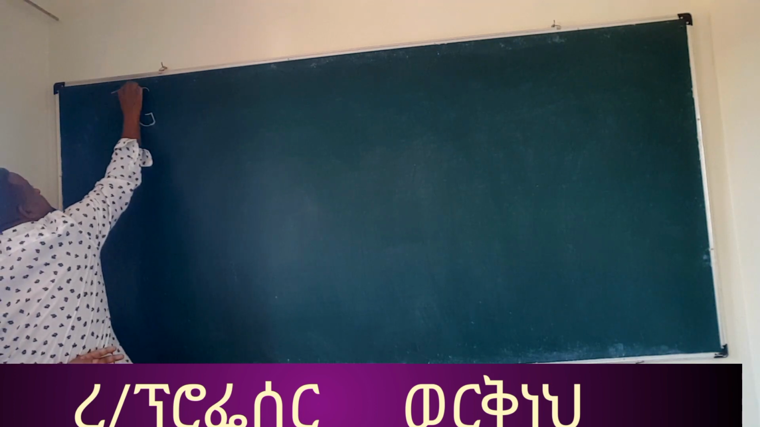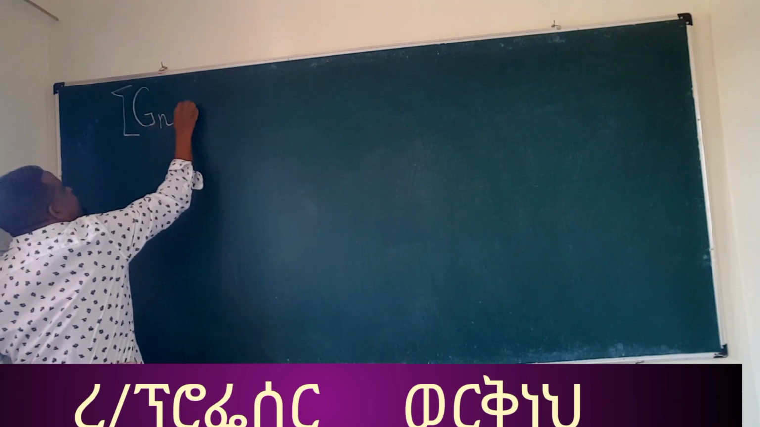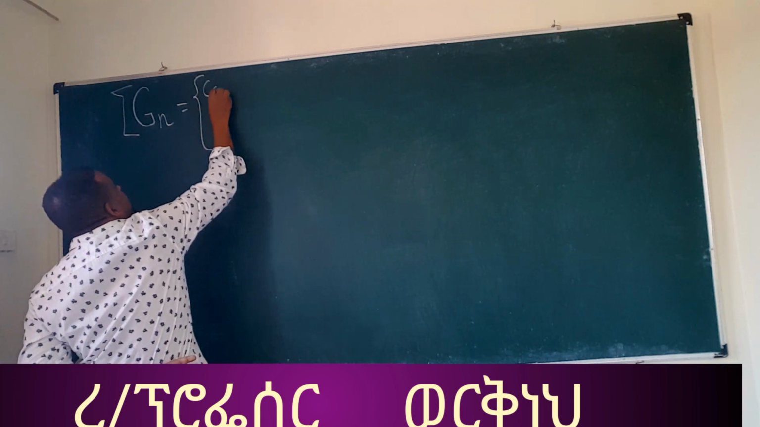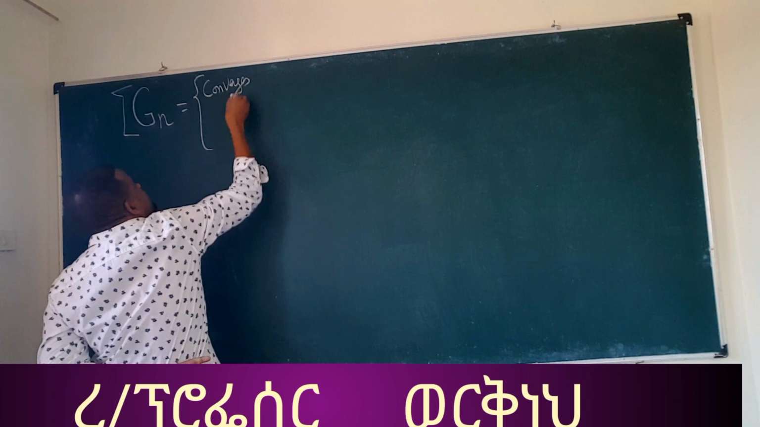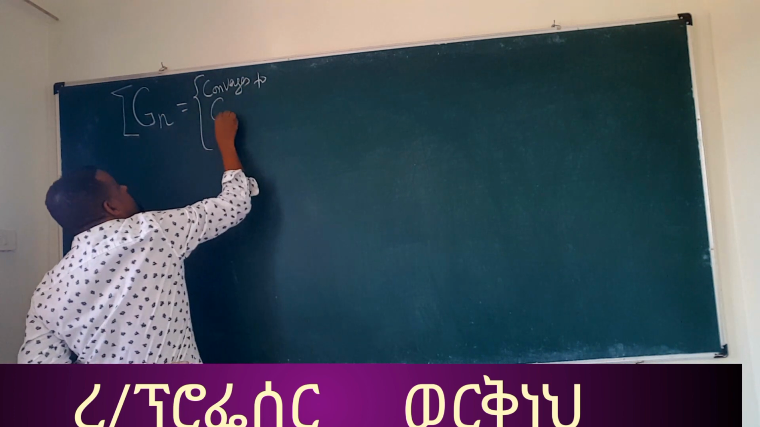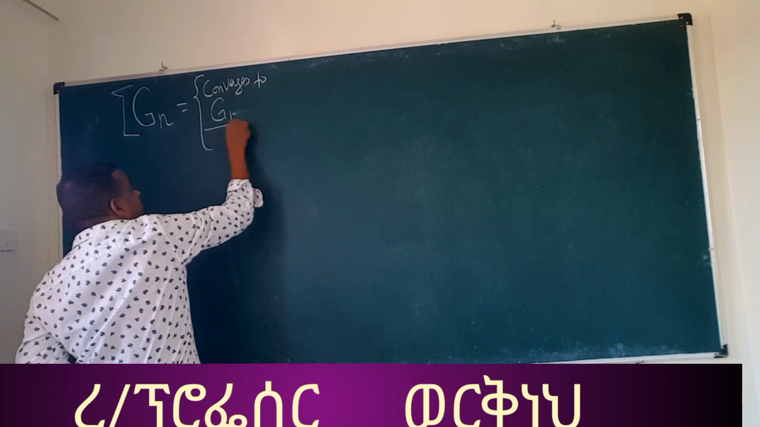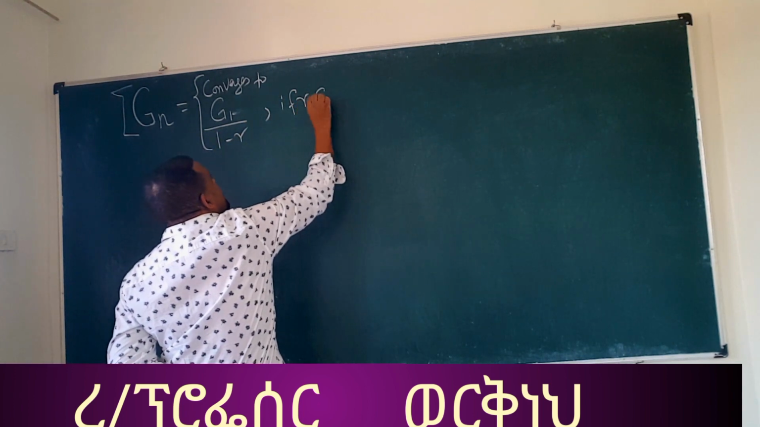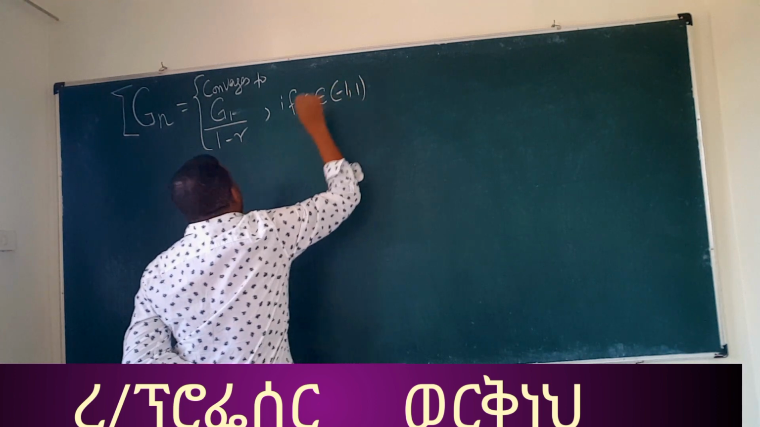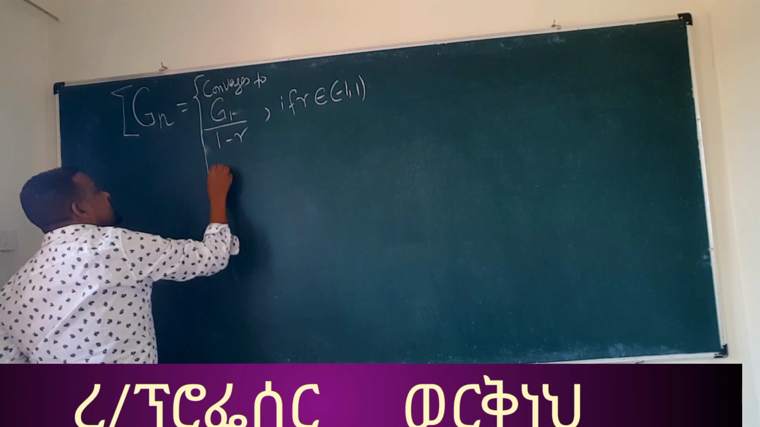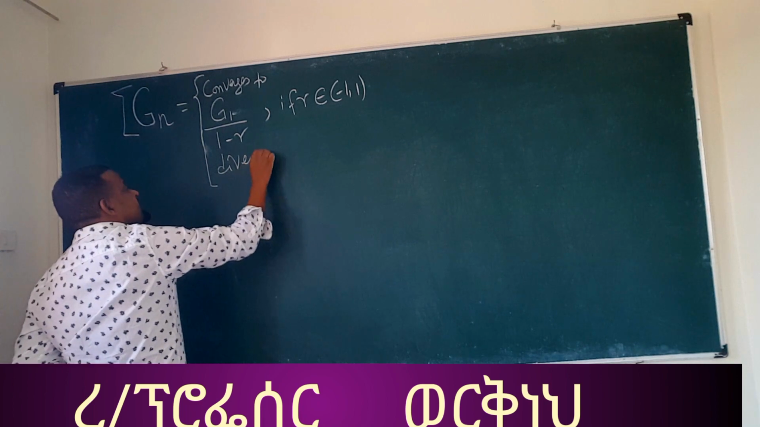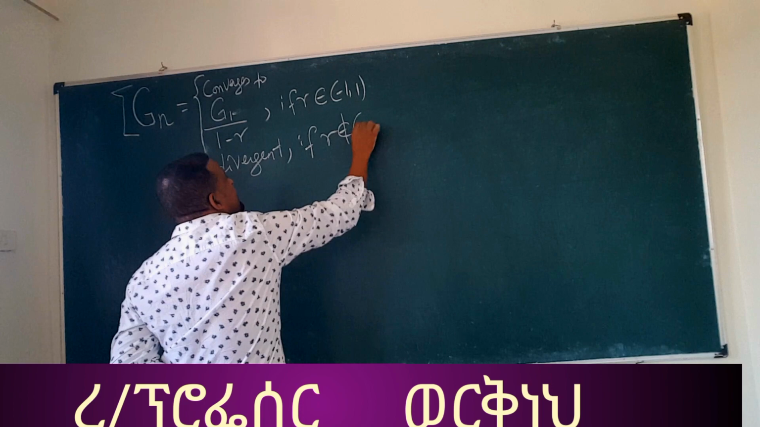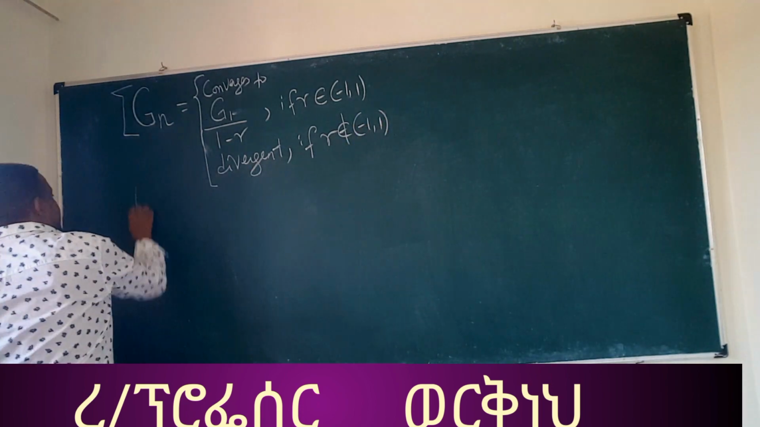Summarizing: the geometric series gn converges to g1 over 1 minus r if r is a member of the interval between negative 1 and 1, and it is divergent if r is not a member of negative 1 and 1.